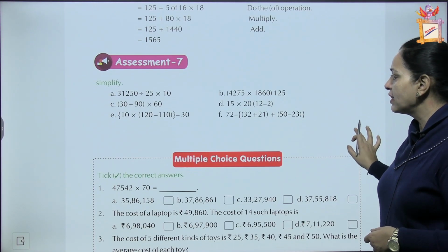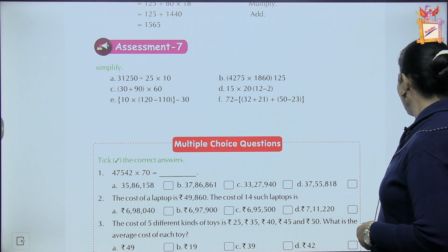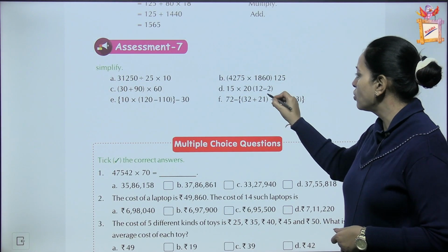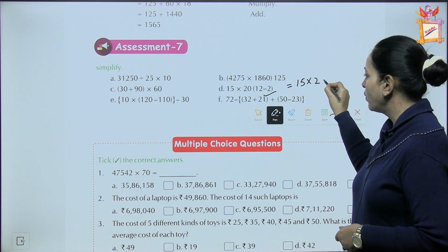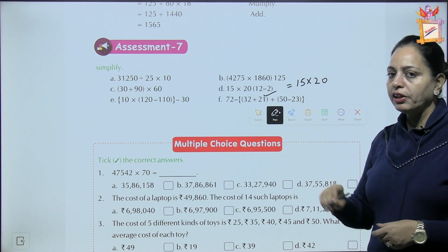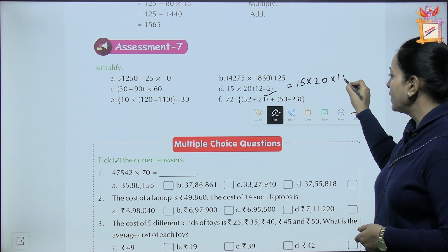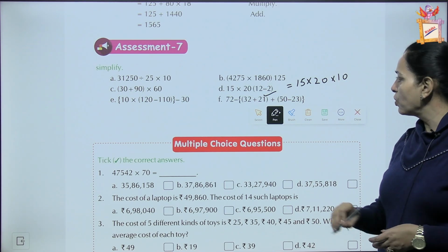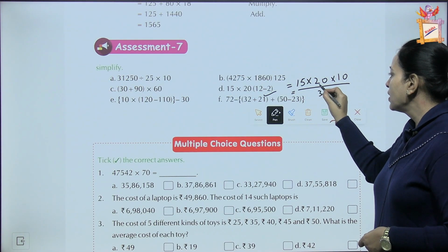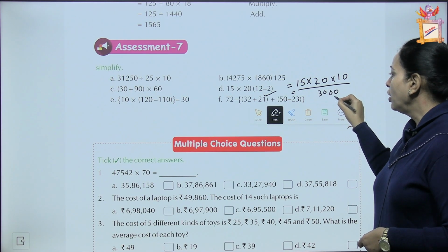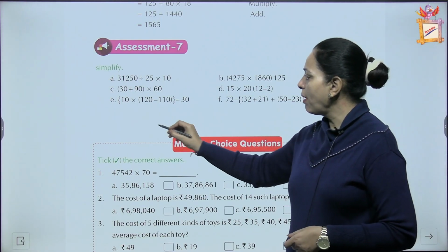Now see assessment 7. Like here, D part, 15 multiply 20 bracket 12 minus 2. So first solve the bracket. 15 multiply 20. 20 is outside the bracket means multiply है. 20 multiply by 10 because 12 minus 2 is 10. So now multiply all. So this is 3000. Okay.